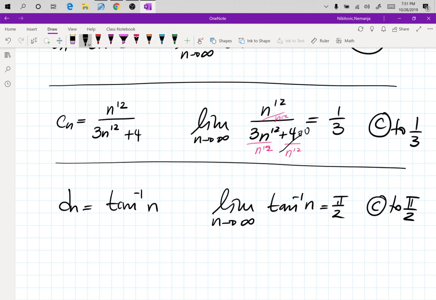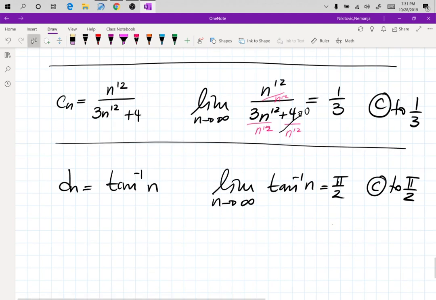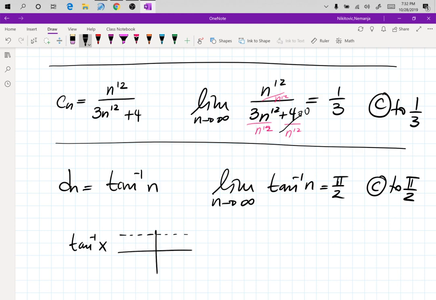That's the answer. I will draw tangent inverse of x, and then you just imagine it with all of the dots. So these are your two horizontal asymptotes, and the tangent will snake through sideways like that. Pi over 2 and negative pi over 2. The inverse tangent will be back, so it's good to know it.